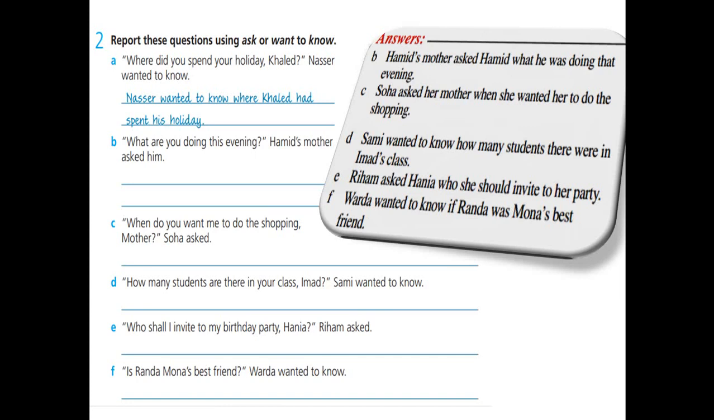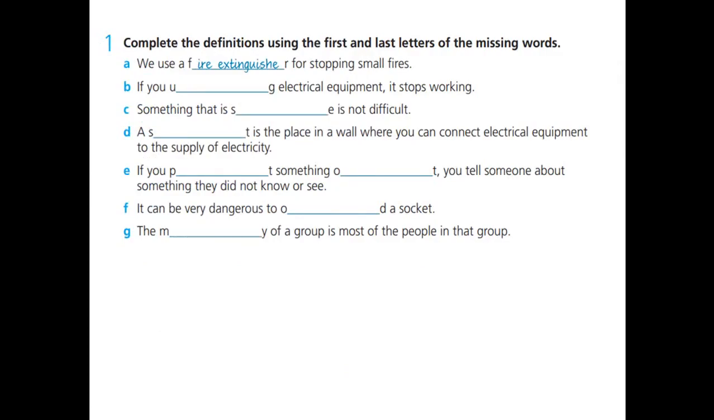And finally, number F. Is Randa Mona's best friend? Warda wanted to know. It becomes Warda wanted to know if Randa was Mona's best friend. Complete the definitions using the first and last letters of the missing words. Number A. We use a fire extinguisher, of course, for stopping small fires. Number B. If you electrical equipment, it stops working. If you what? Two words, by the way. If you unplug. So it is one word, composed of a prefix, un, and then plug.